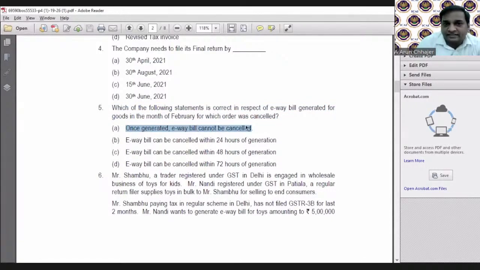Once an e-way bill is generated, it cannot be cancelled. E-way bill can be cancelled within 24 hours of generation. E-way bill can be cancelled within 48 hours of generation or 72 hours of generation. Right answer is B.